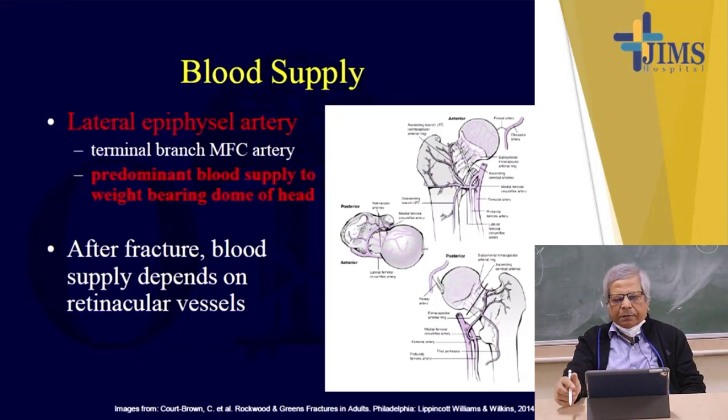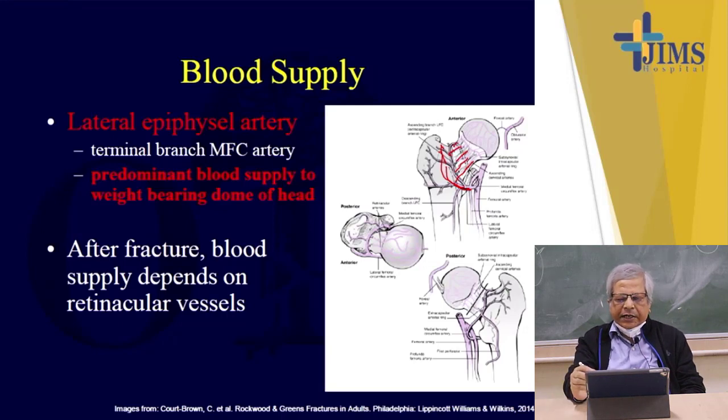If you consider the blood supply, it's due to the lateral epiphyseal artery. This is the lateral epiphyseal artery. This is the terminal branch of the medial femoral circumflex artery. This is the predominant blood supply to the weight-bearing dome of the head. They form an arterial ring here. From here, retinacular vessels go like this.